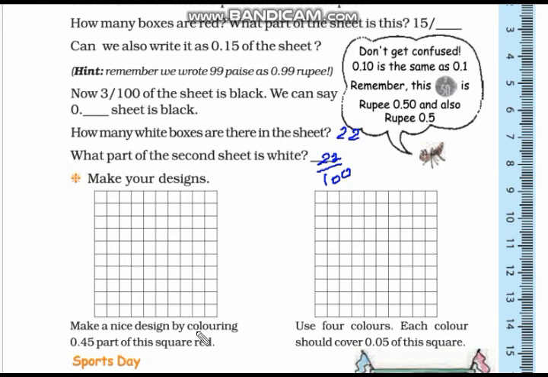Now here make a nice design by coloring 0.45 part of this square red. This is your homework. You have to make a design by coloring any 45 boxes red, and here use 4 colors. Each color should cover 0.05 of this square. Any 4 colors you can use, and each color should cover 0.05 of this square. That means you can color 5 squares with each different color.